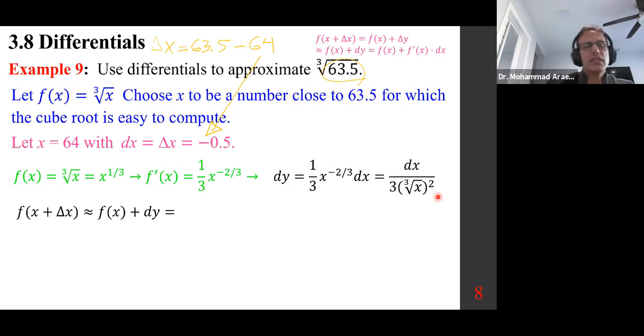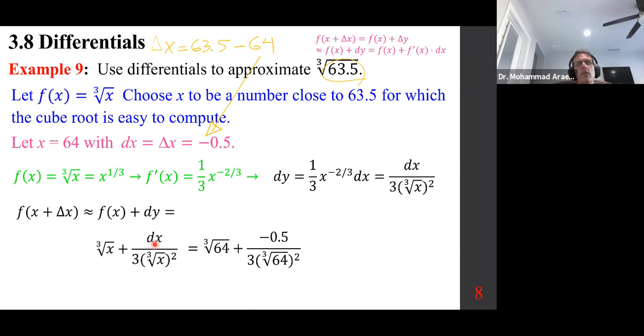Now, f of x plus dy, that's what we want. What is f of x? Cube root of x. What is dy? Dx over 3 cube root of x quantity squared. Replace the x with 64. Replace the dx with negative 0.5. That's what we get.